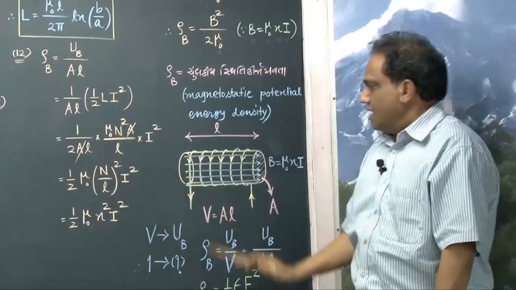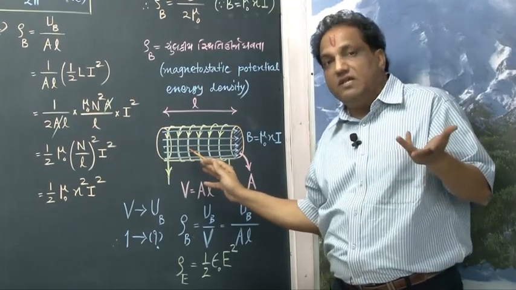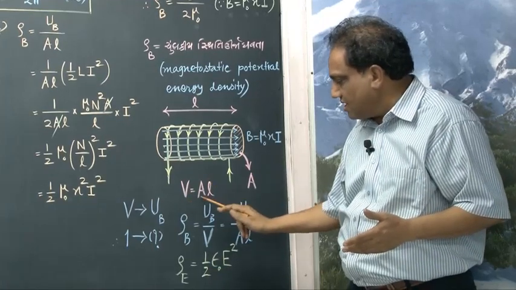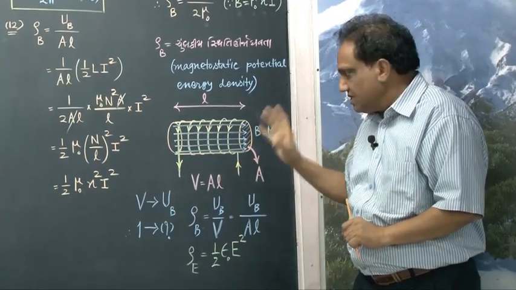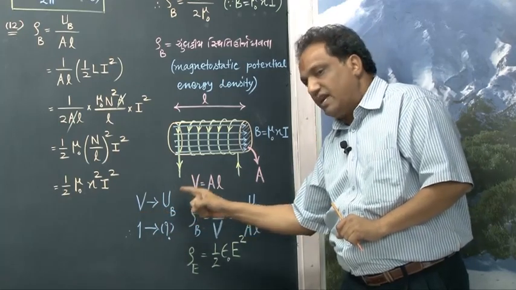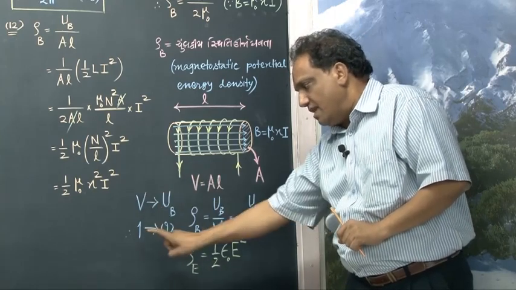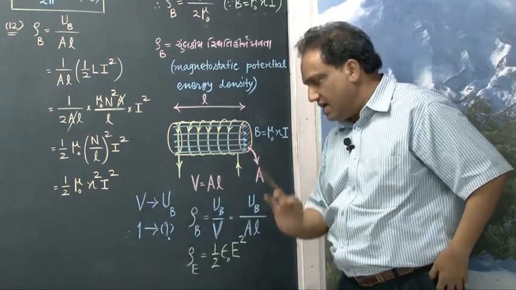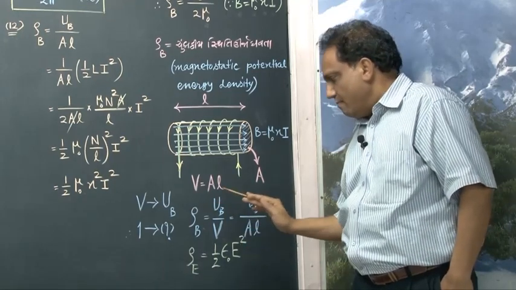Remembered? Fine. Now let us find the total volume of this solenoid, because it appears like a cylinder. We take total volume as cross-sectional area into length. Whatever is the volume of the cylinder, the same is the volume of this magnetic field, and in this much volume there is this much magnetostatic potential energy. Then in a unit volume, how much energy is present? This upon this, so it is U_B upon capital V.